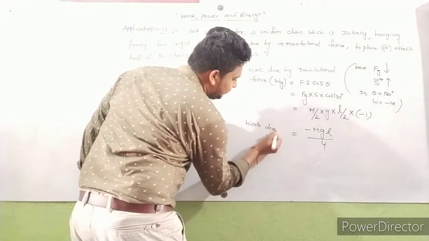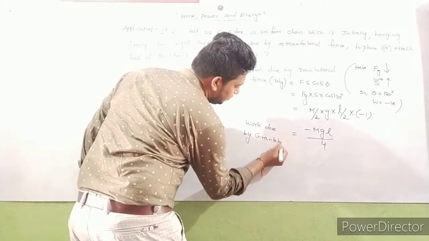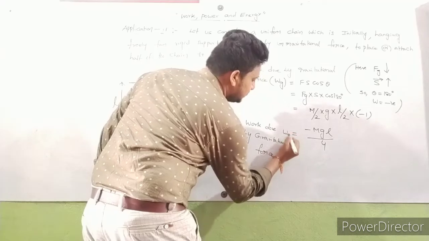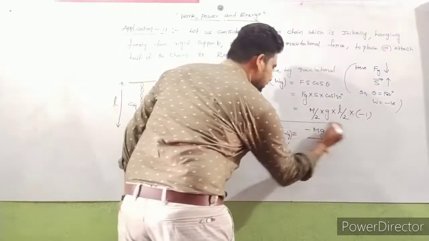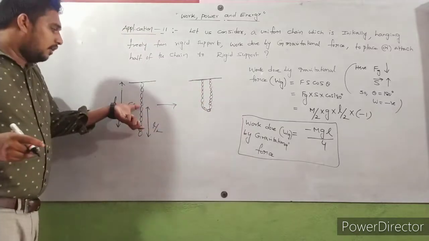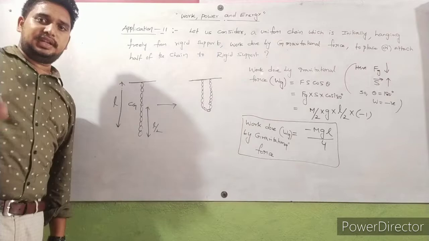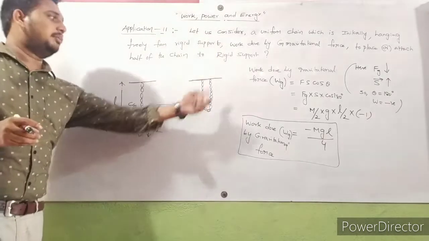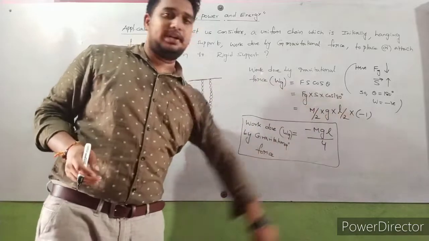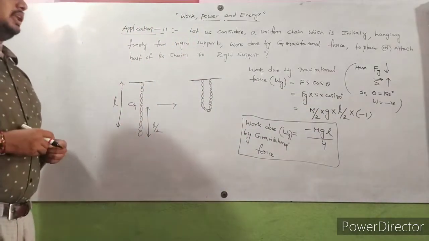So minus mgL by 4 is the work done by gravitational force, Wg, to place the chain. Here only half of the mass is attached, so we applied work on half of the mass only. That's why I am taking m by 2 into g into L by 2 into minus 1. So finally we got minus mgL by 4.